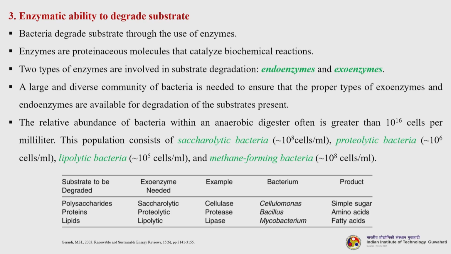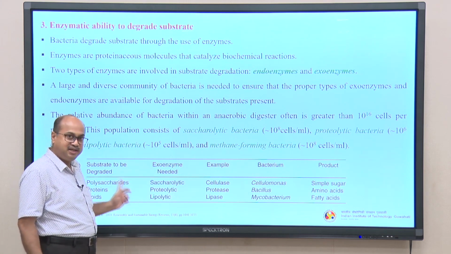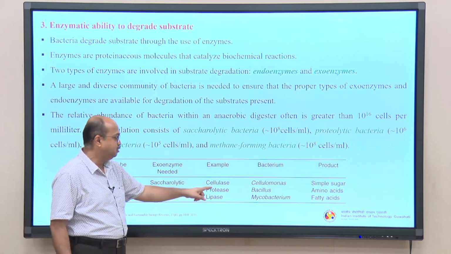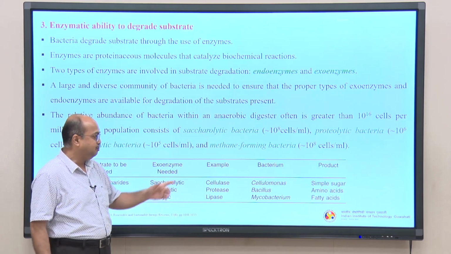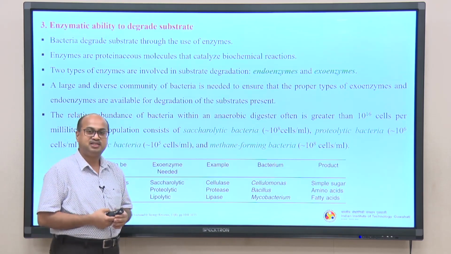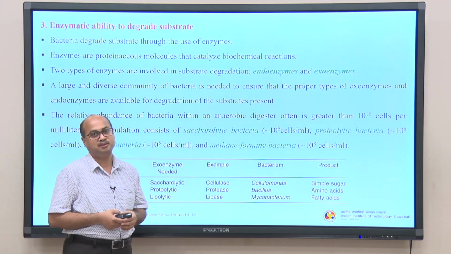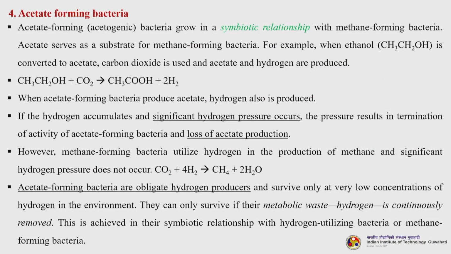Now, we can see one case. Let us see the first one, the polysaccharides. This is the substrate that is getting degraded, and the exoenzyme you need to degrade this substrate is saccharolytic exoenzyme. An example is cellulase. Cellulase is the enzyme that will do the degradation, and the bacterium that is required is the Bacillus species, Cellulomonas species, and the product will be simple sugar, right. Similarly, it is there for proteins and lipids, which will be converted into amino acids and fatty acids by Bacillus and Mycobacterium species.